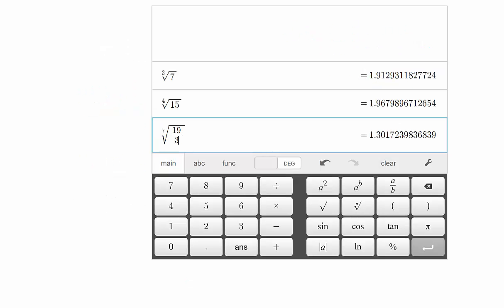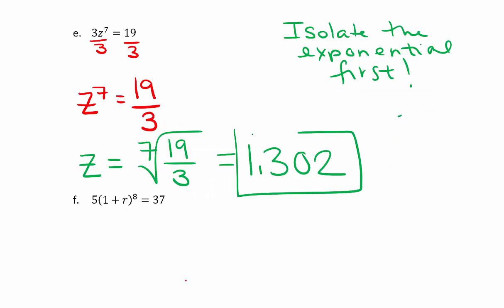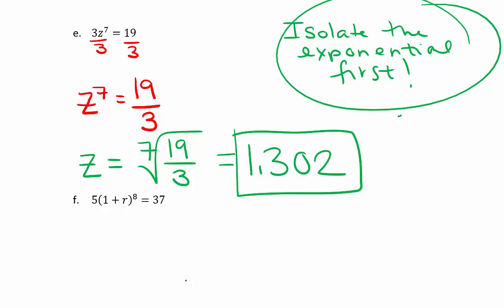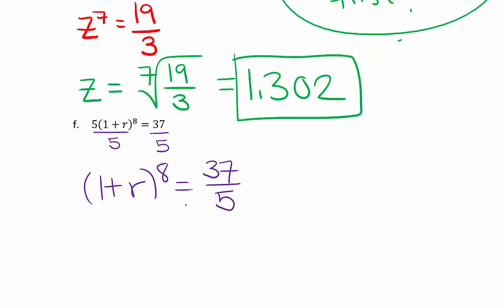The 7th root of 19 thirds. Depending on your calculator, you might need to have parentheses around that 19 thirds. That gives me 1.302. All right, let's take a look at one more problem. In example F, I'm also going to have to isolate that exponential before I can take a root. So I want to get the parentheses and the exponential by itself first. In this case, that's going to mean dividing by 5. So (1 plus r) to the 8th equals 37 fifths.